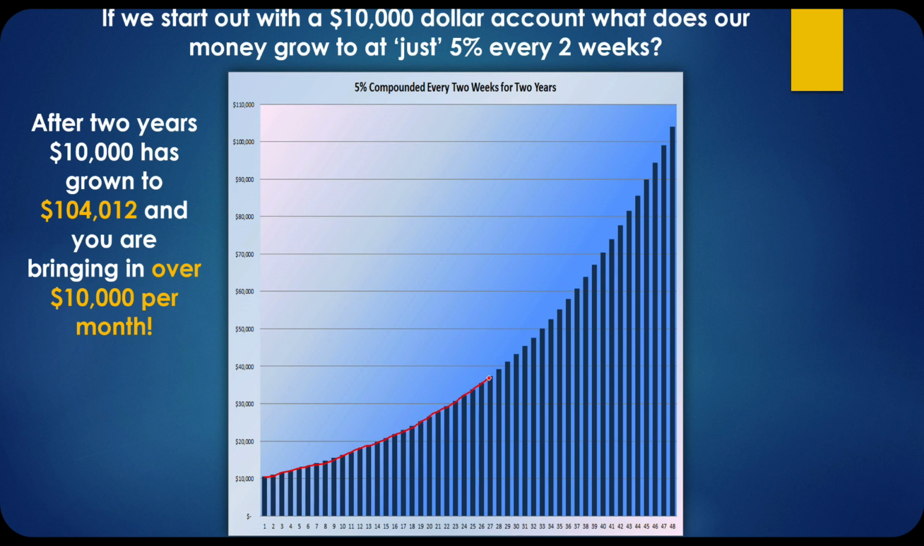It always goes up gradually at first. After about a year, because you're making so much money on your money, this thing just starts to go up exponentially. So after 2 years, a $10,000 account has grown into $104,000, and you're bringing in over $10,000 per month.